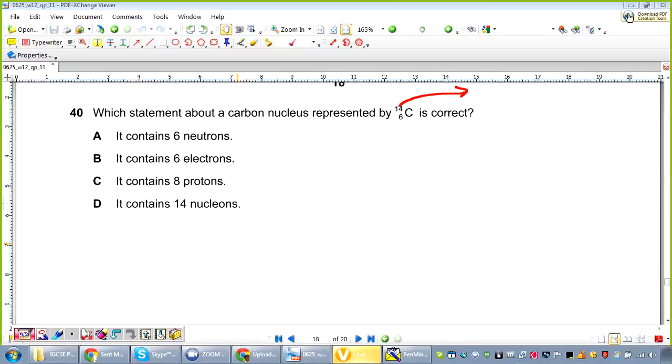What is this number 14 known as? The atomic mass number. Correct. And what is this number known as? Atomic number. Okay, so this you'll have to revise and learn very well. And number of neutrons will be always given this minus this. So 14 minus 6. Neutron is A minus Z, right?